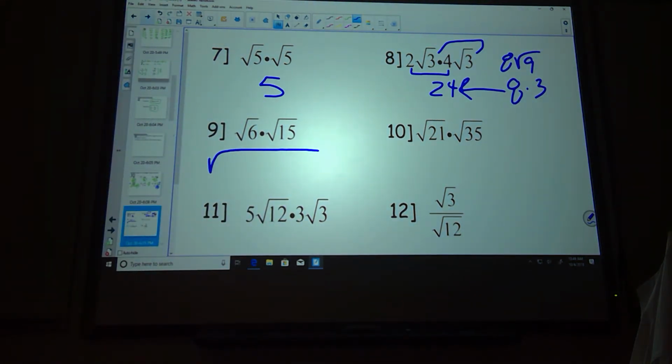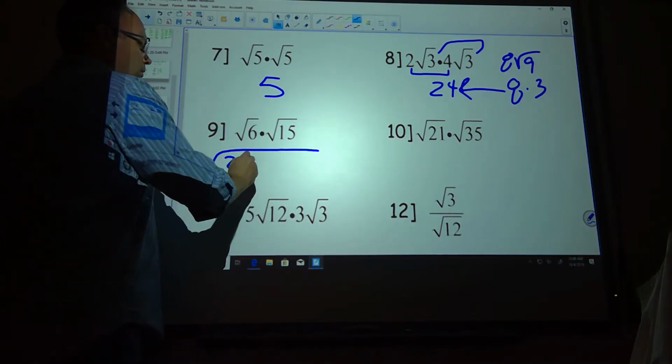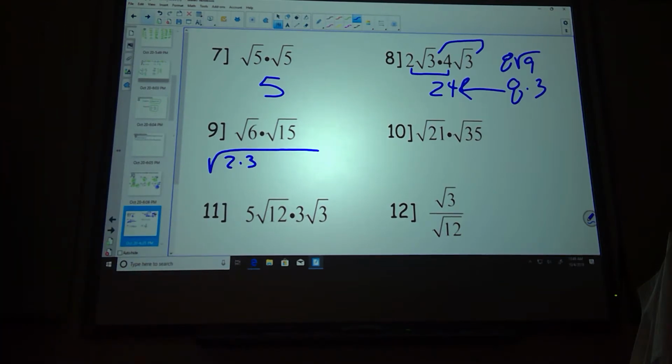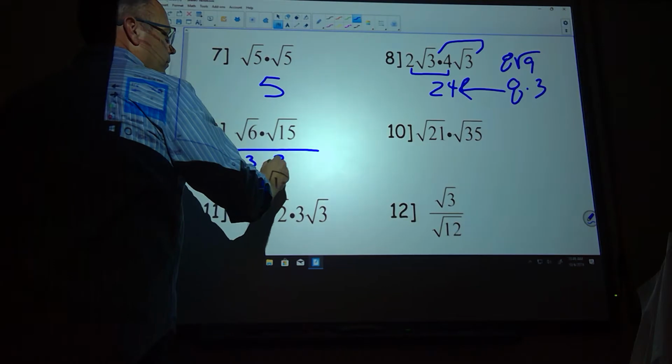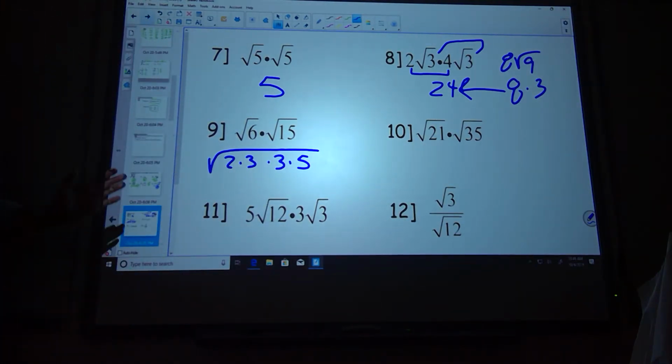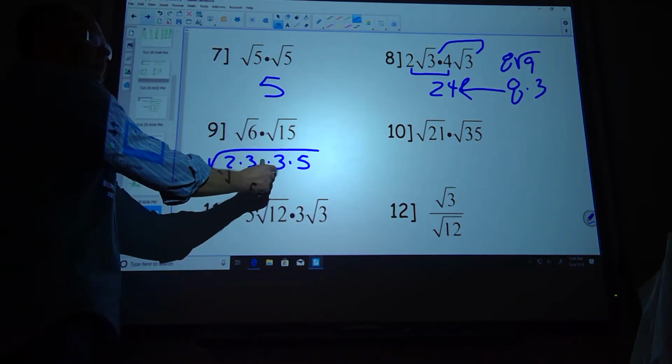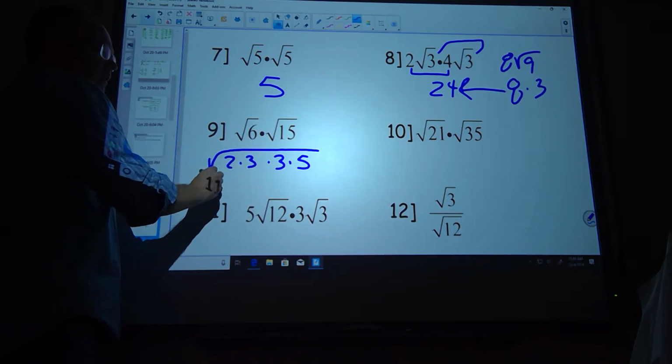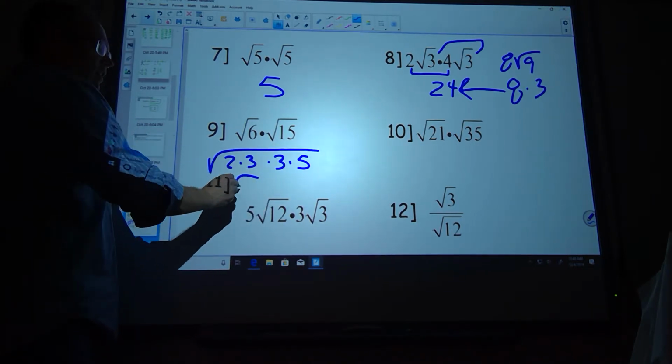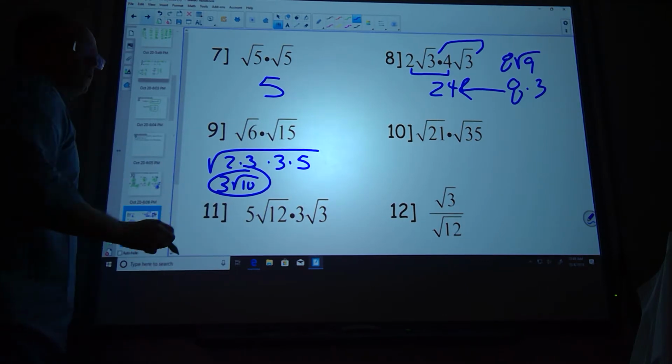Everyone there? Break 6 down. Not 1 times 6, but 3 times 2. Agree? Break 15 down, not as 1 times 15, but 5 times 3. Do you all agree with that? So, 3 times 3 is 9. What's the square root of that? 3. And then 2 times 5 is 10. So 3 root 10 is my answer.